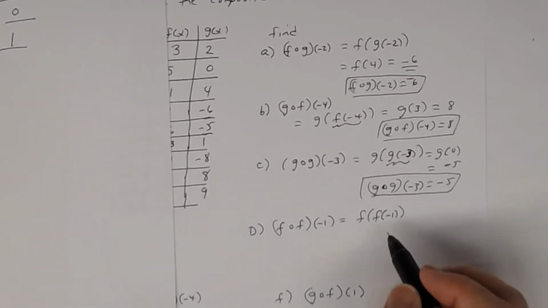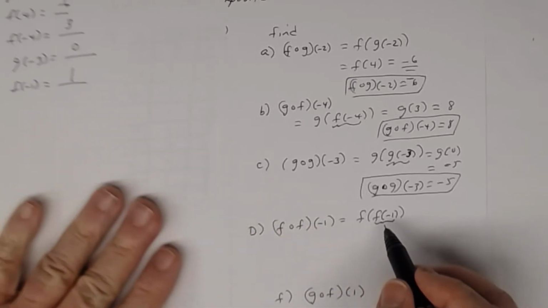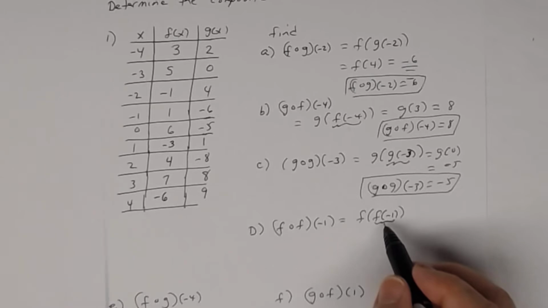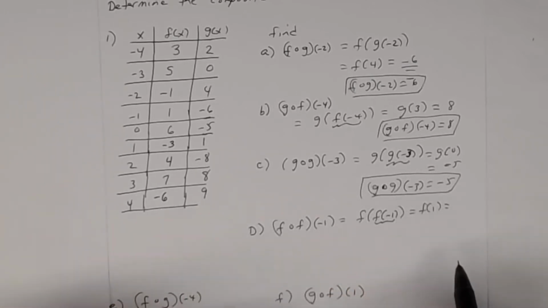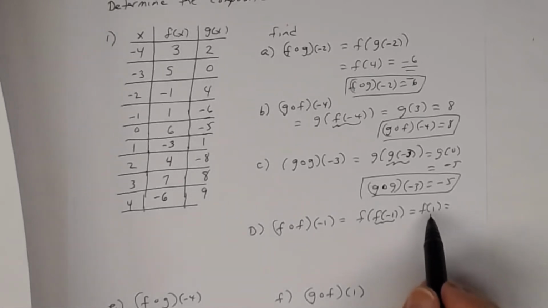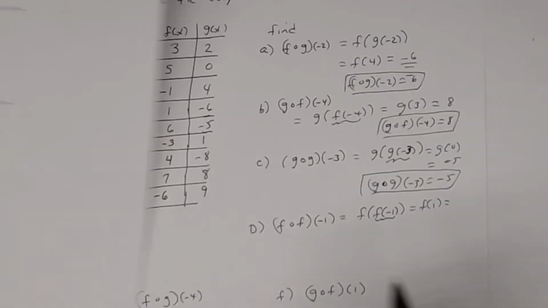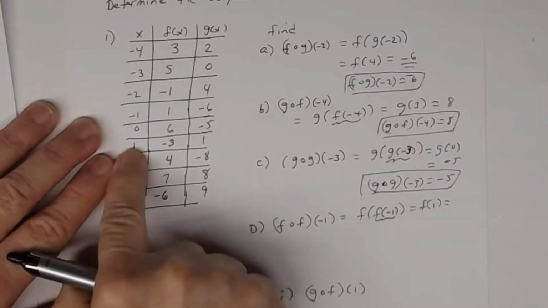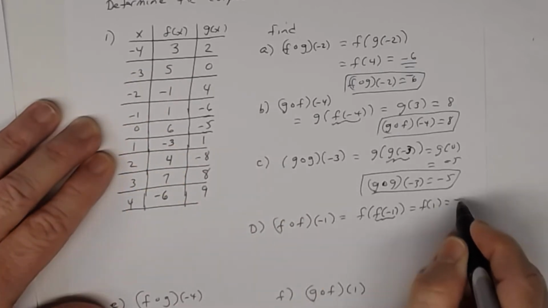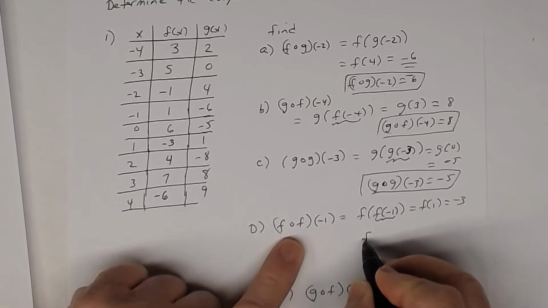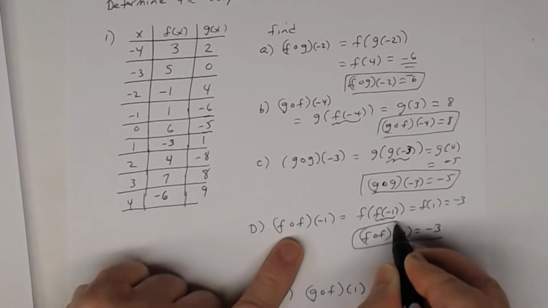So what that means now is this part here is 1. f of negative 1, we just found to be 1. So this becomes f of 1, and then I just have to figure out what f of 1 is. Remember what that means: what is the y value when x is 1? When x is 1, right here, f of 1 is negative 3. So my answer, f composed with f at negative 1, is equal to negative 3.